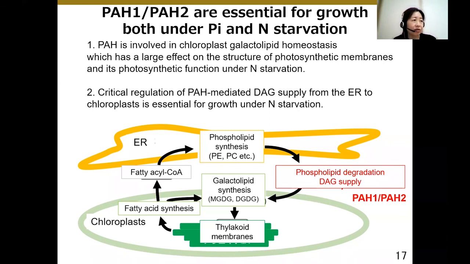And we also found that the critical regulation of PAH-mediated DAG supply from the ER to the chloroplast is essential for growth under nitrogen starvation. Now our results suggest that PAH could be an important enzyme which regulates plant response to phosphate starvation and nitrogen starvation. So we are trying to clarify the regulatory mechanism of PAH-mediated membrane lipid homeostasis using other transgenic plants of Arabidopsis and also Marchantia.